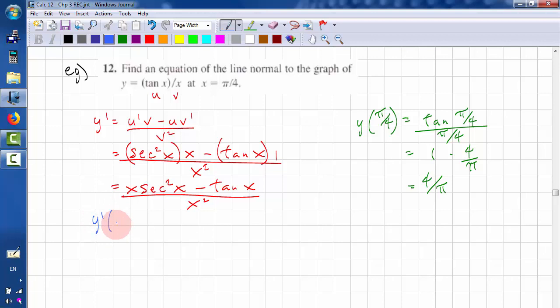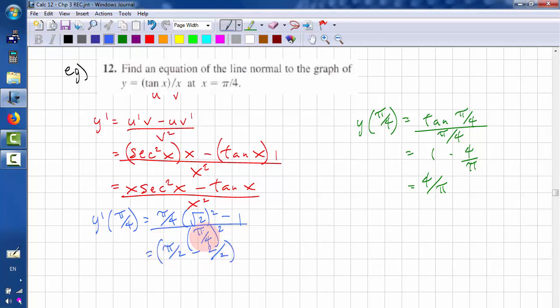Y prime of pi over 4 equals pi over 4. Secant is 1 over cosine. Cosine of pi over 4 is 1 over root 2. So we have root 2 squared, because secant's the reciprocal. Tan pi over 4, we already calculated that, that's 1. And then we have pi over 4 squared. So this is going to become 2. So 2 pi over 4 is pi over 2 minus 1. So that's 2 over 2.